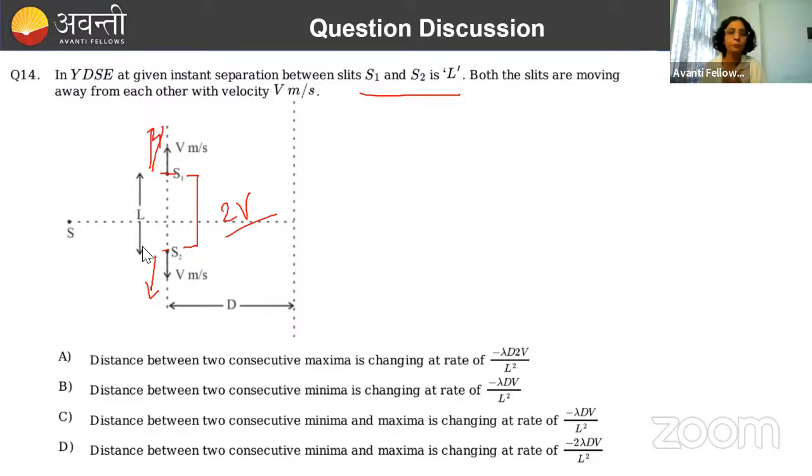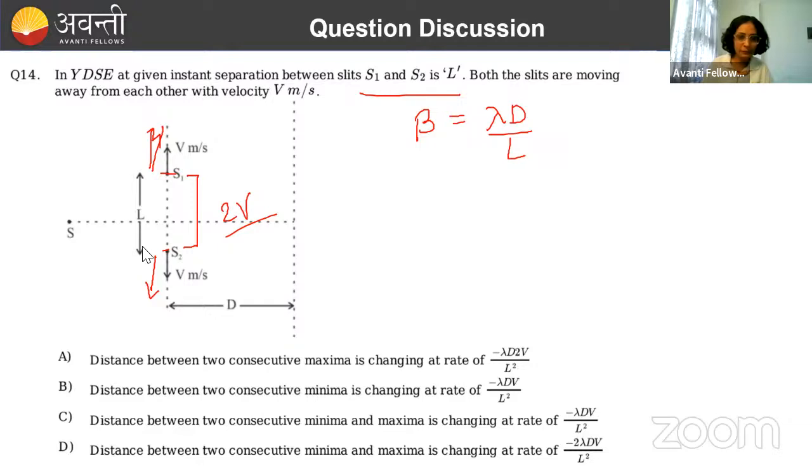अब question पे आ जाओ फिर. Distance between two consecutive maxima. So what used to be the distance between two consecutive maxima? That is beta, and beta can be written as lambda D by d. That is L here, right? Beta is lambda d by L.